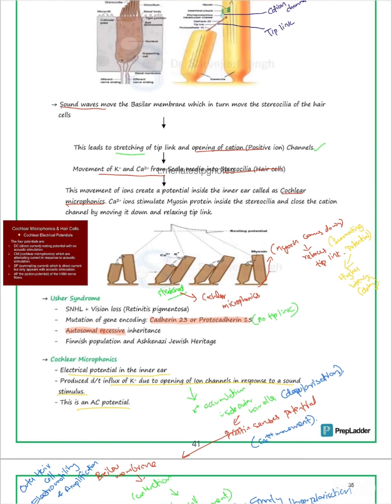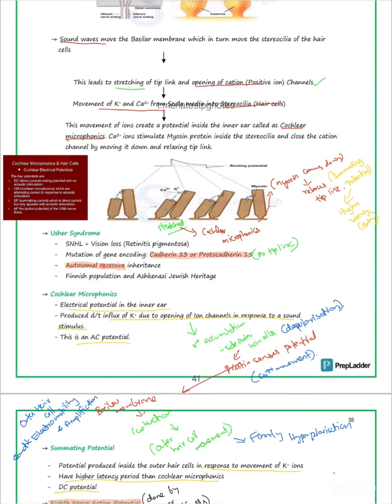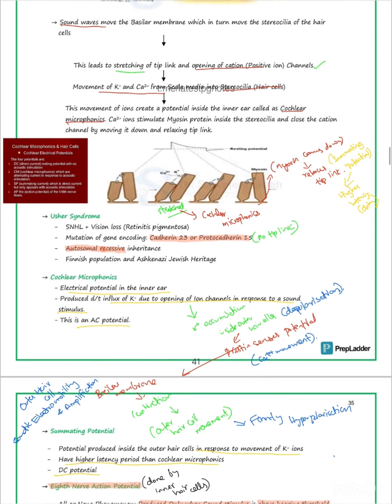You can see some people are both deaf and blind. Yes, then there are 4 important potentials in the cochlea. Known as first is the cochlear direct current, then cochlear microphonics, summating potential, and action potential, guys.